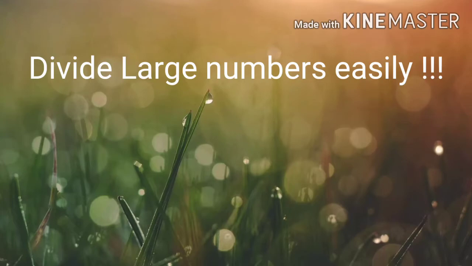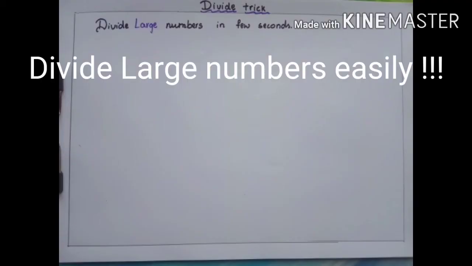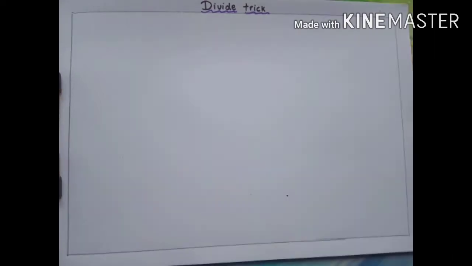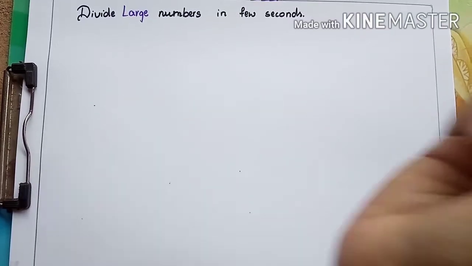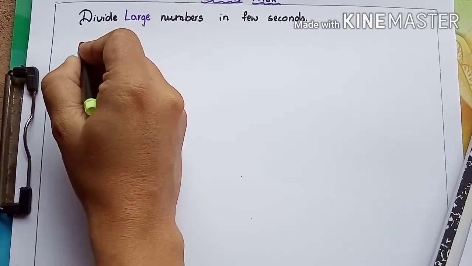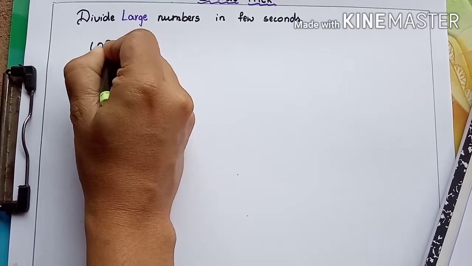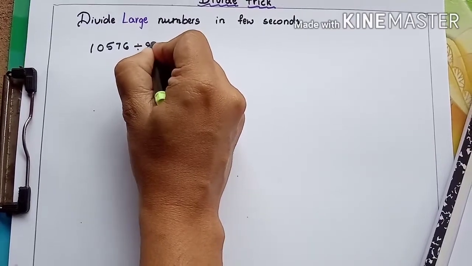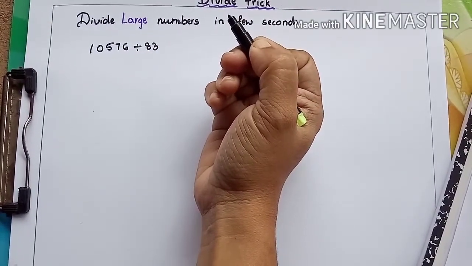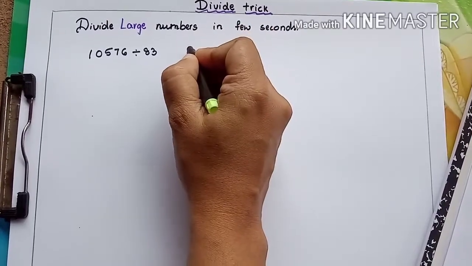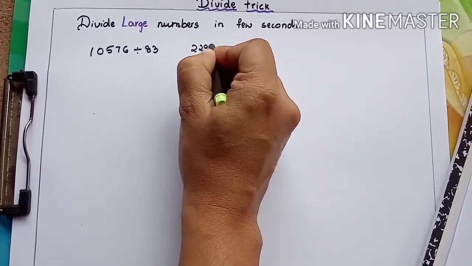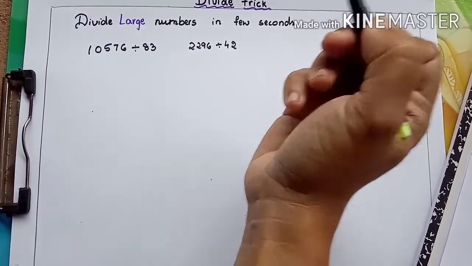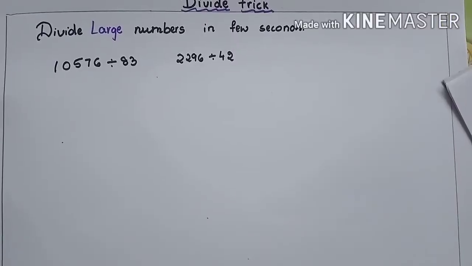Today let us learn how to divide large numbers in just a few seconds, very easy. I am taking two examples for you today. The first one is 10576 divided by 83, and another one is 2296 divided by 42. Let us take the smaller one, 2296 divided by 42, at first, so that the concept is clear.